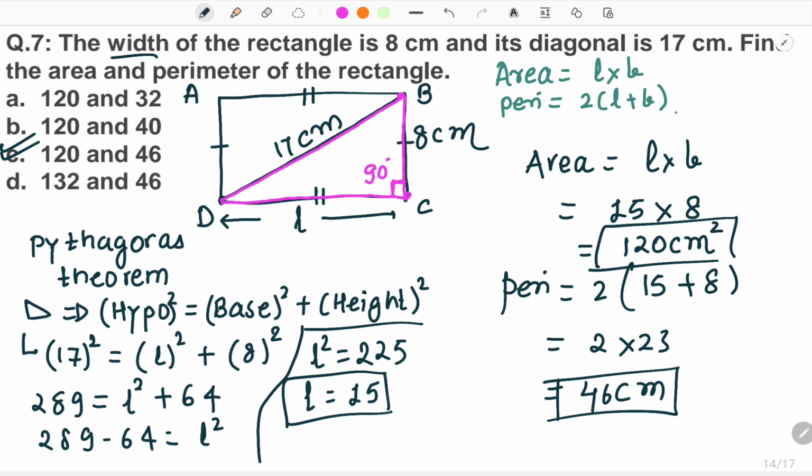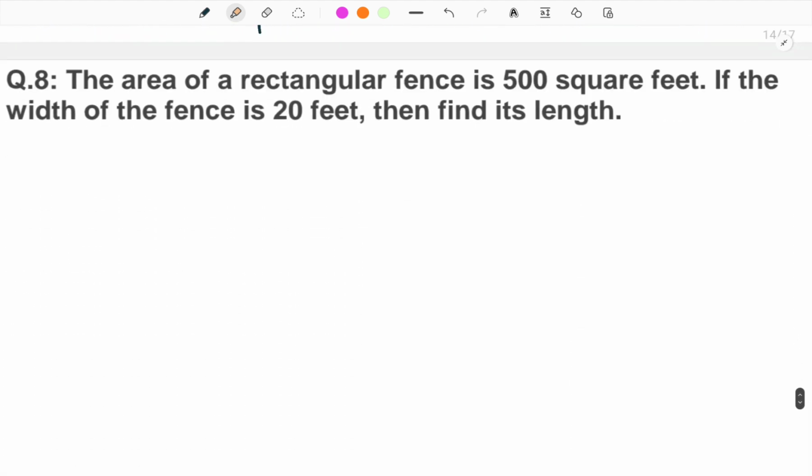Student, what is important for us? The thing that we have learned today is the Pythagoras theorem. Please just go through the Pythagoras theorem once. This is going to help you a lot to solve the questions based upon mensuration. Moving ahead to the next question, number 8.